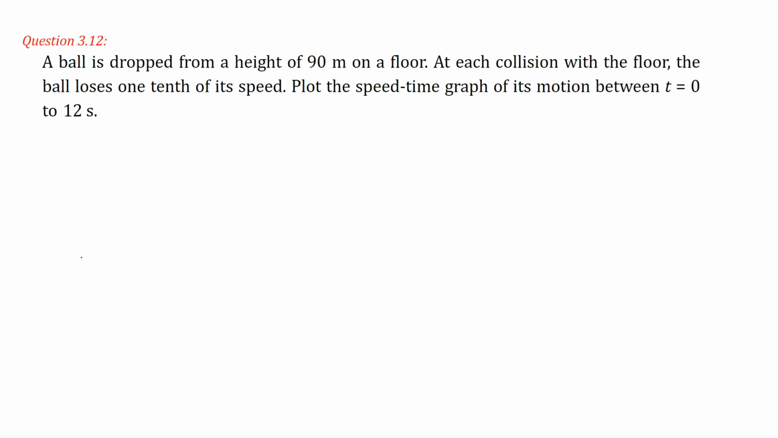We are taking chapter number 4, which is motion in a plane. A ball is dropped from height 90 meter on a floor. At each collision with the floor, the ball loses 1/10 of its speed. That means 9/10 of the speed remains. We have to plot the speed time graph of its motion between t equal to 0 to 12 seconds.